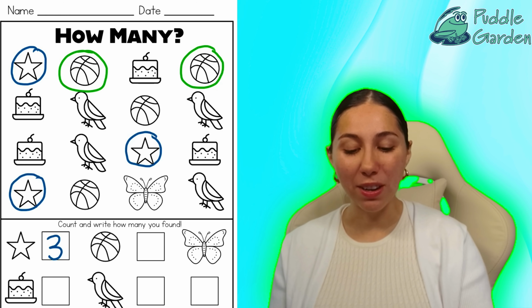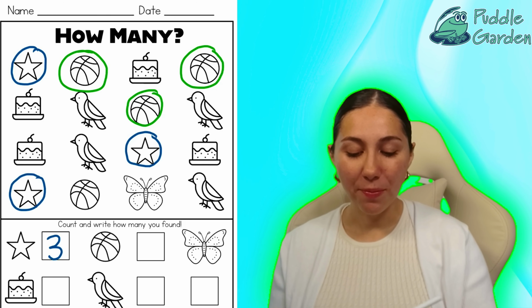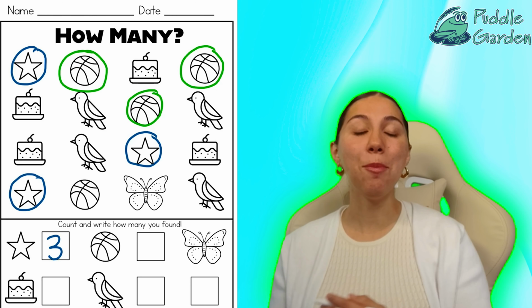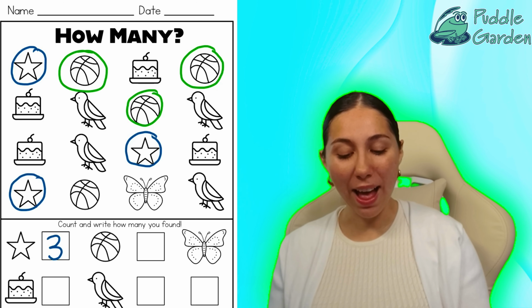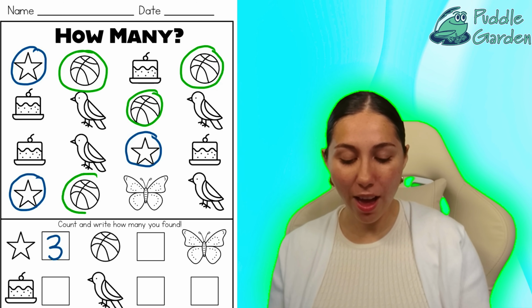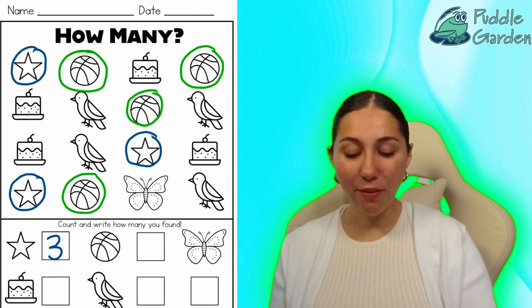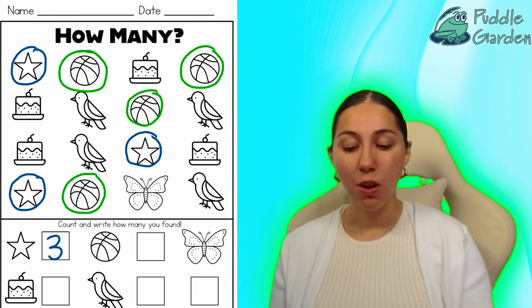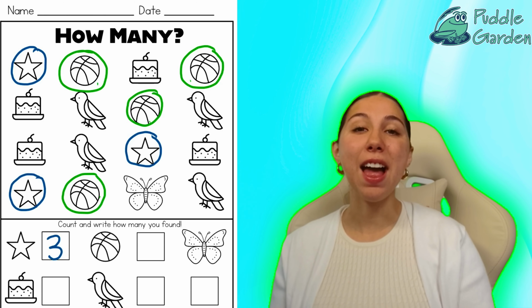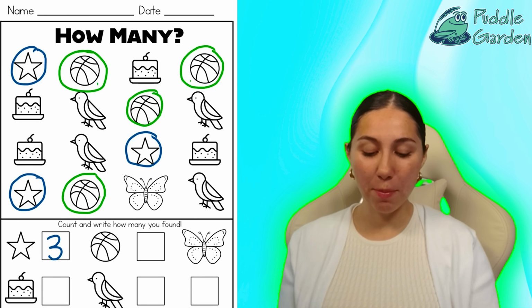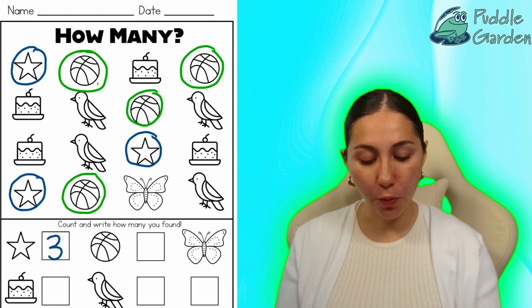That's right, we do. 3. Do you see any more basketballs? Awesome job. There's one at the bottom and we have 4. We have 4 basketballs. We did 1, 2, 3, and 4. So let's go and write our number 4.